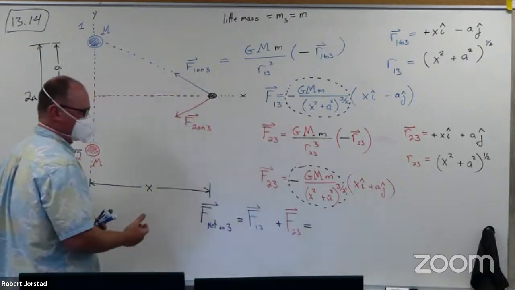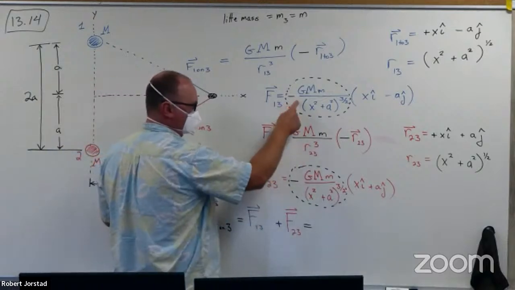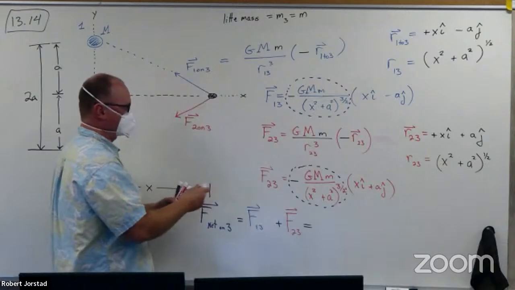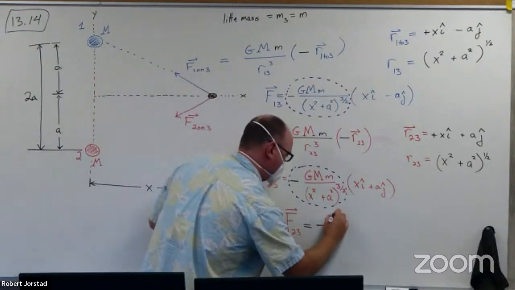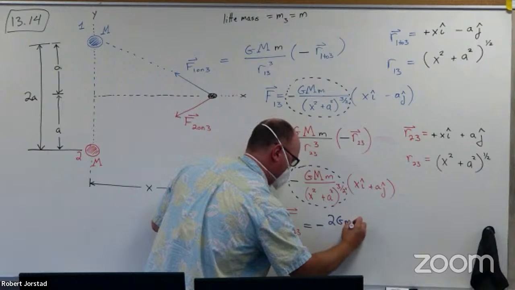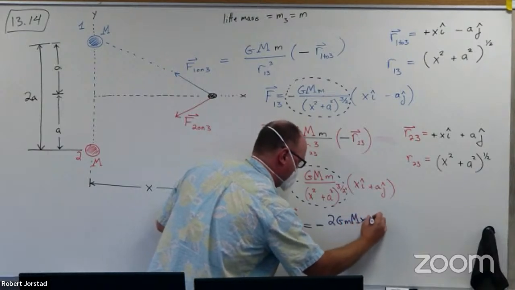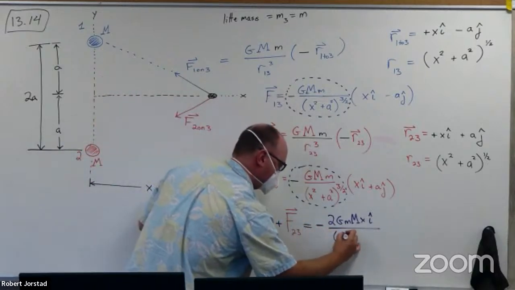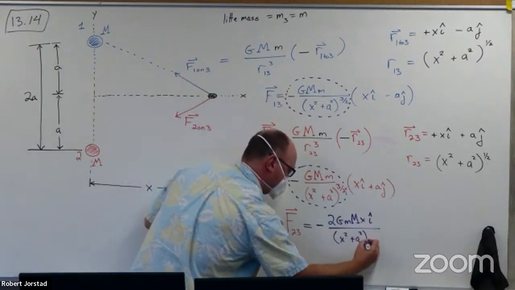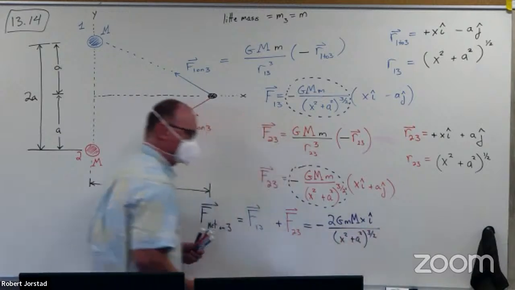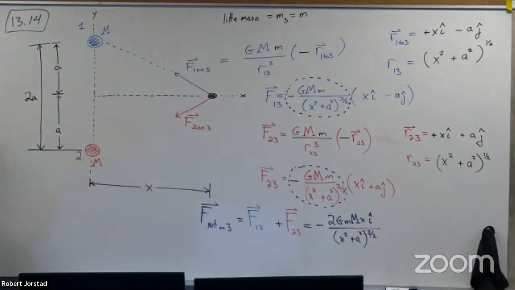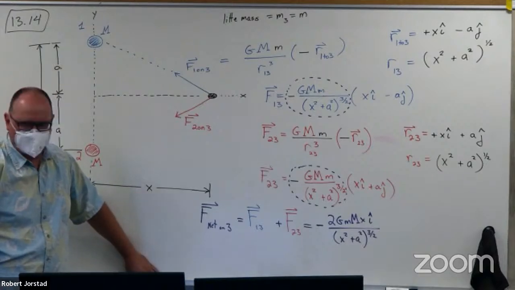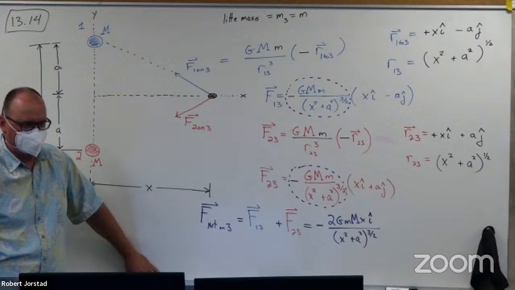So when you add this together, it's basically going to be this with a 2x i hat. Or I'm just going to write it that way. Negative 2GMm x i hat over some crap. It looks ugly, but it's easy if you practice. If you don't practice, this will just kill you. What do you think? There's the net force.